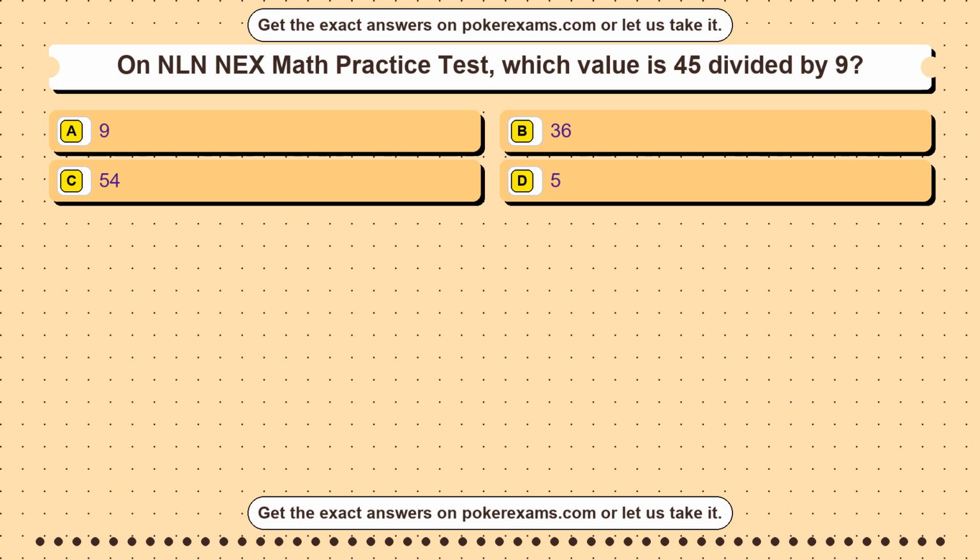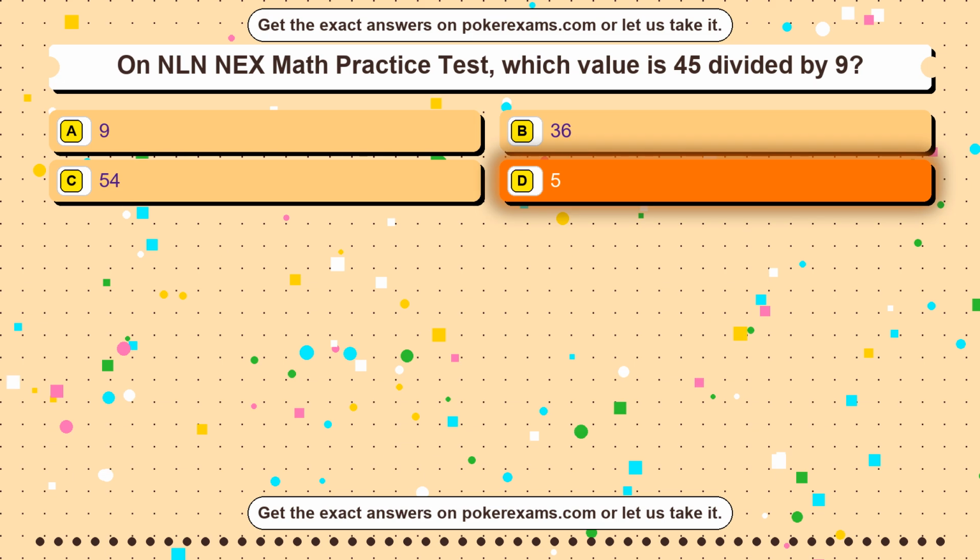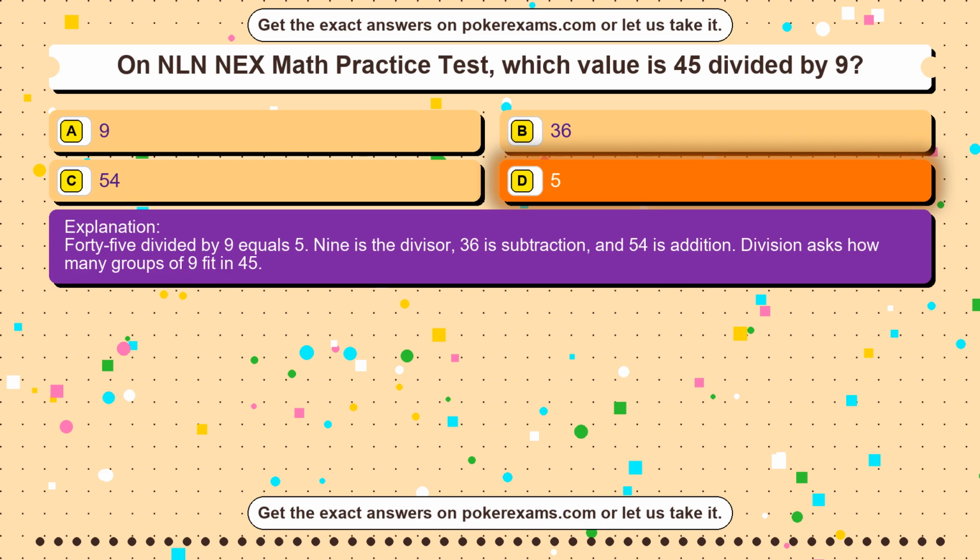Question 34. On NLN NEX Math Practice Test, which value is 45 divided by 9? Option A. 9. Option B. 36. Option C. 54. Option D. 5. The correct answer is option D. 5. 45 divided by 9 equals 5. 9 is the divisor, 36 is subtraction, and 54 is addition. Division asks how many groups of 9 fit in 45.